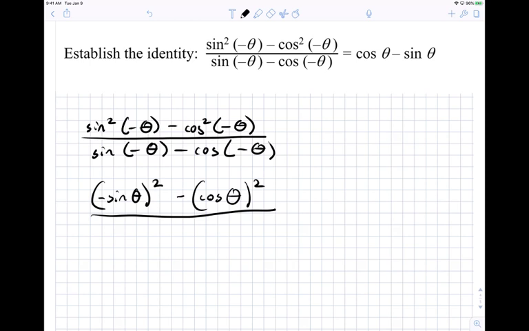Okay, so you said the next one was negative sine theta. What's next? Minus cosine theta again, because cosine is even. So when we take cosine of a negative, it essentially becomes positive. Okay, these should be equal. So then tell me about the top. Let's keep going. If we keep going, what happens next?